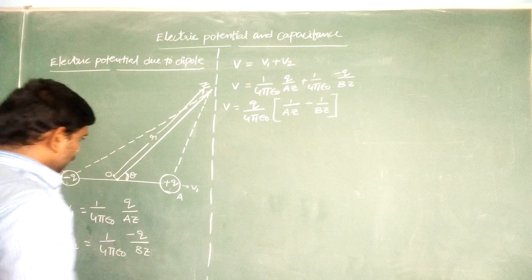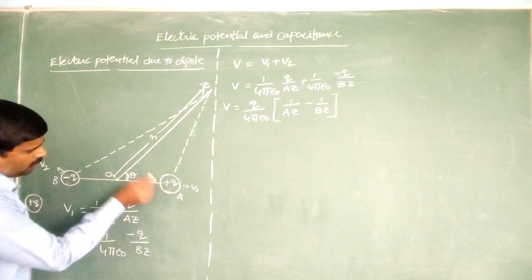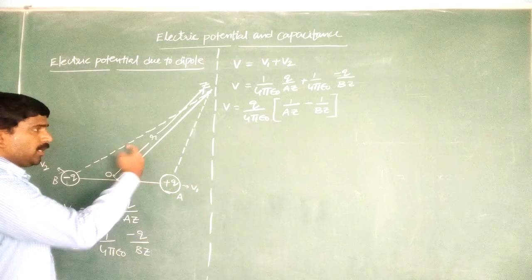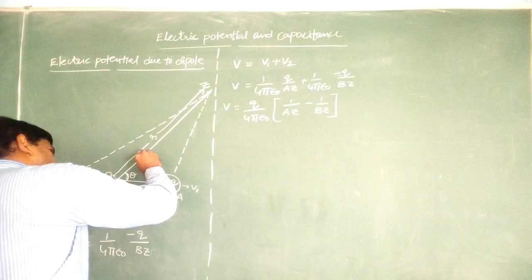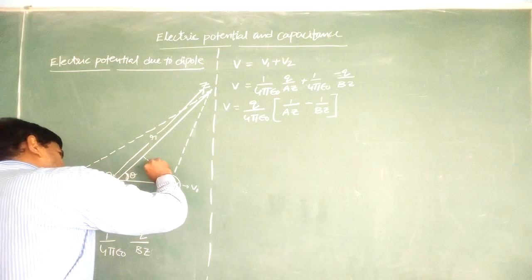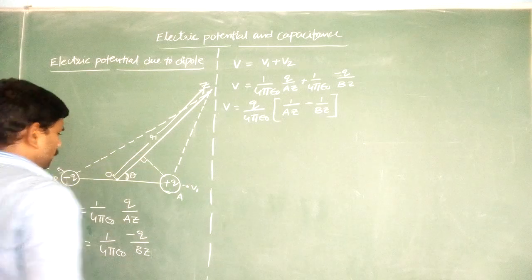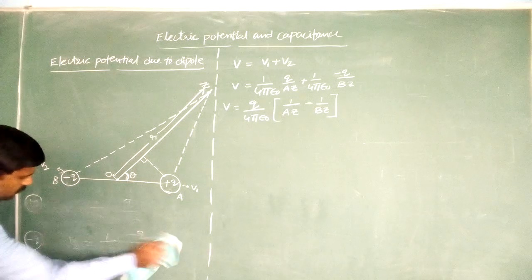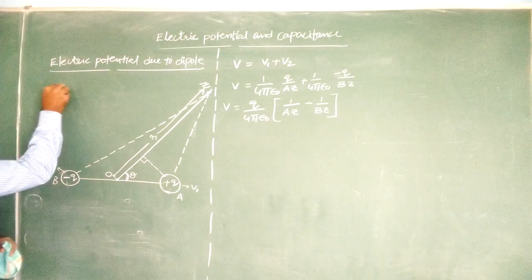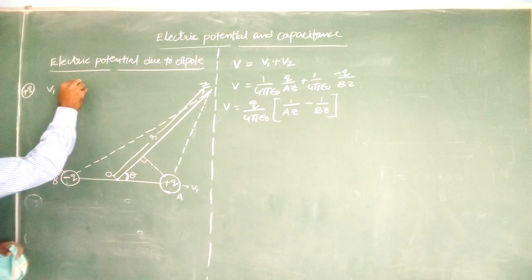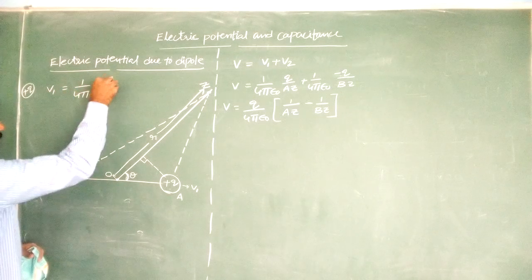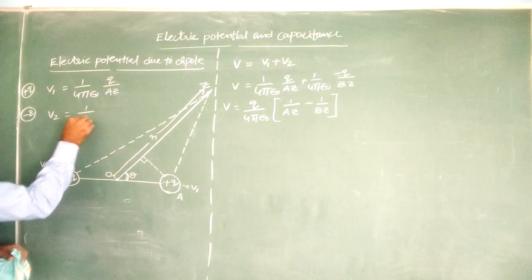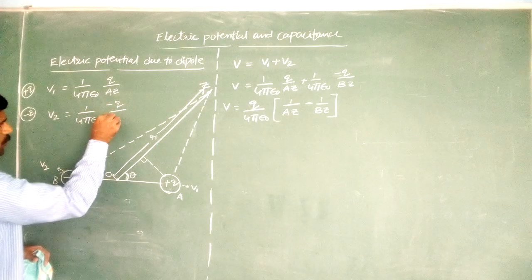For that purpose, first draw the perpendicular from point A onto the line OZ. This one is the perpendicular. V1 is the electric potential due to the positive charge, 1 by 4 pi epsilon naught into Q by AZ, and due to the negative charge V2 is equal to 1 by 4 pi epsilon naught into minus Q by BZ.